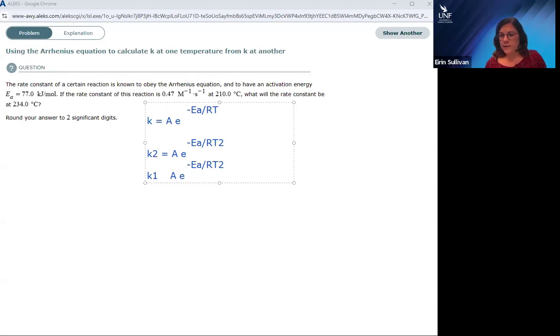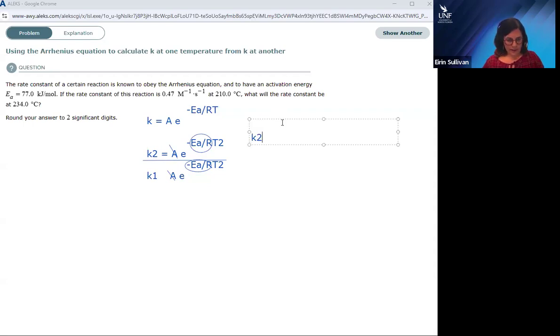Let's tidy that up a little bit so we can see what we're doing. We can actually simplify this quite a bit, because A, the frequency factor, is going to cancel out, and Ea over R, the activation energy and the gas constant, is just going to stay the same. So we can take those out of the equation to simplify it. So we can do k2 over k1. Sorry, that's a big K, I meant to write a little k there.